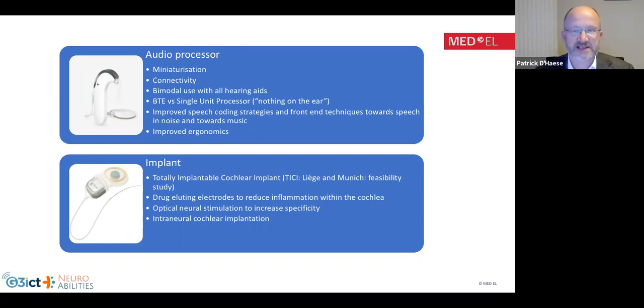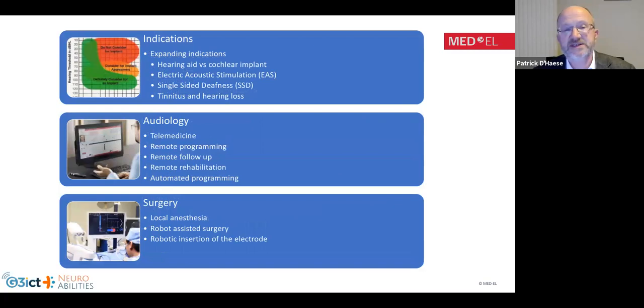Now, if you move to the next slide, then you see that apart from the implant and the processor, other innovations are also happening. So let's first tackle indications. We see that there are expanding indications. The auditory thresholds where people will get a cochlear implant are shifting. They have been shifting over time in comparison to a hearing aid, and they will continue to shift even more over time. Things like electric acoustic stimulation, so a combination of a cochlear implant and a hearing aid in one ear, are already becoming more common.